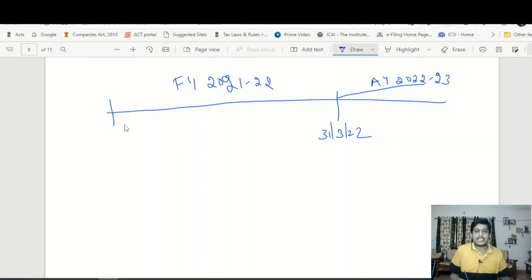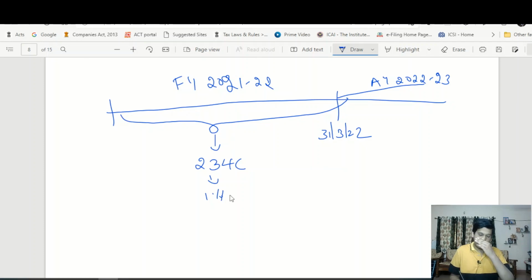So the interest which is charged on the shortfall of advance tax during the financial year is charged under section 234C at the rate of 1%. We'll understand how this interest calculation works. From 1st April till the date of payment of self-assessment tax, the shortfall amount is charged at the rate of 1% per month, which means on the shortfall amount, you calculate 1% per month till the date of actual payment of self-assessment tax.